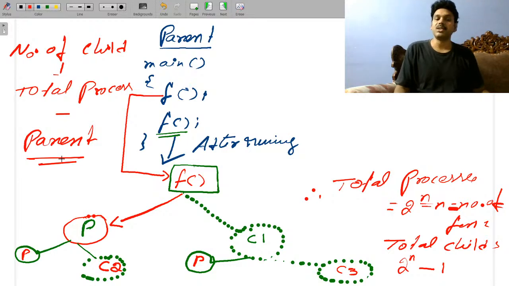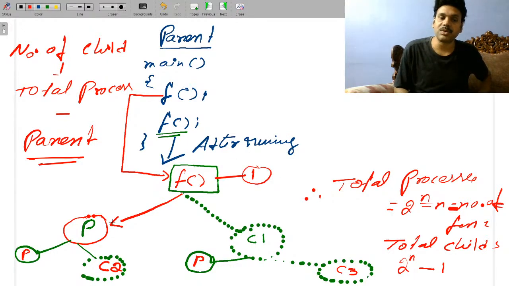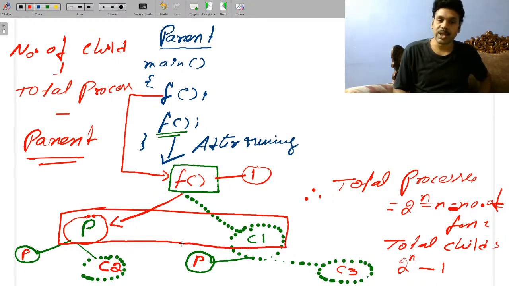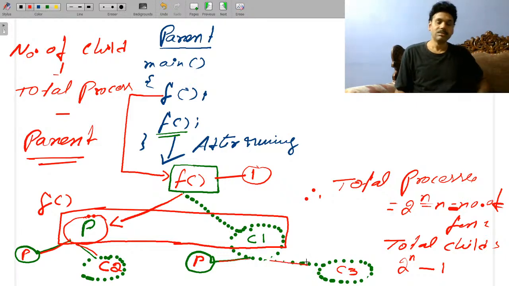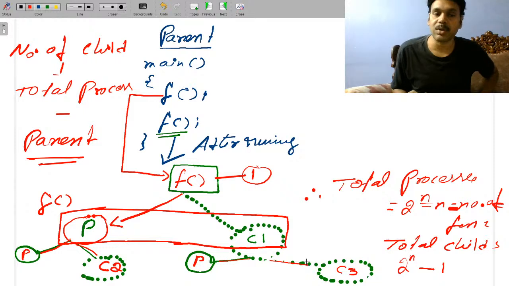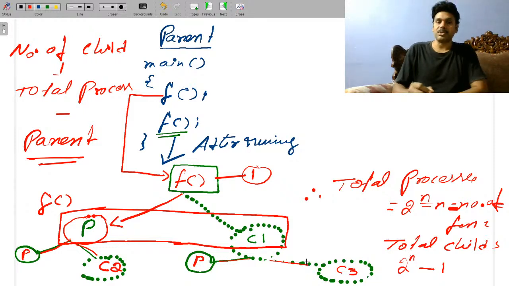Okay friends, so this is the flow. What is the flow? This is your first fork, and the second fork I am calling at the next level here. As soon as I call the fork statement here, the parent runs in parallel and creates a child, and this process runs in parallel and creates a child. So three child processes and one parent process.